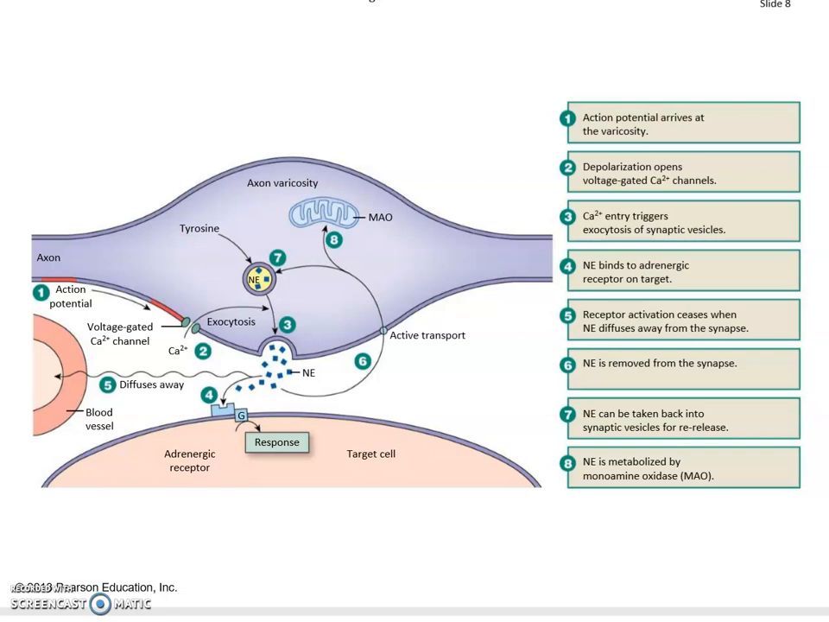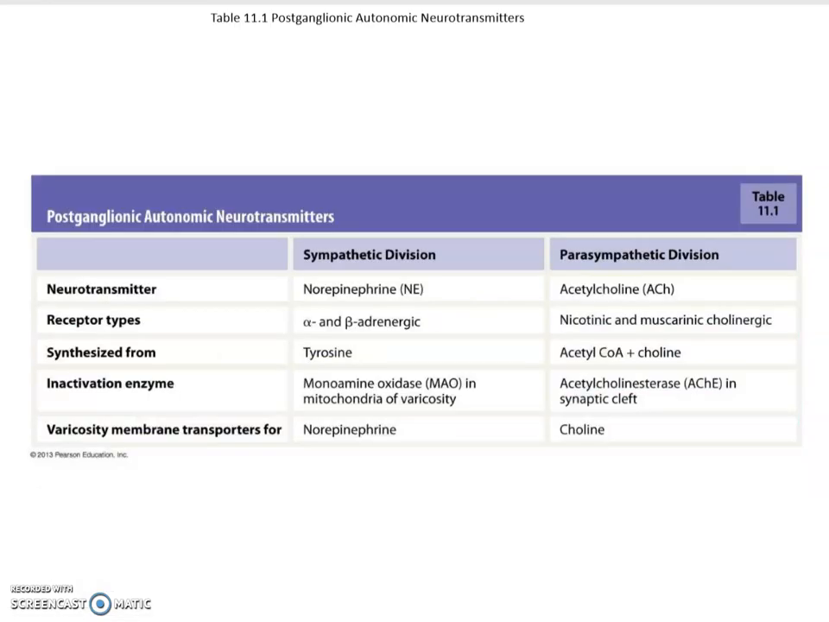That's an important class of drug. If you wanted to keep, in this case, the norepinephrine longer around, then these MAO inhibitors would do that job. Here you have a summary table that's showing you the neurotransmitters that are being used on the sympathetic division. We have norepinephrine as the neurotransmitter from the postganglionic neuron to the target tissue, and the receptor types would be alpha and beta receptors, alpha and beta adrenergic receptors.